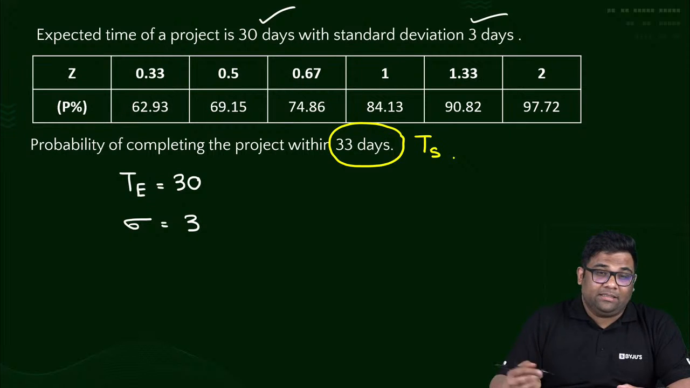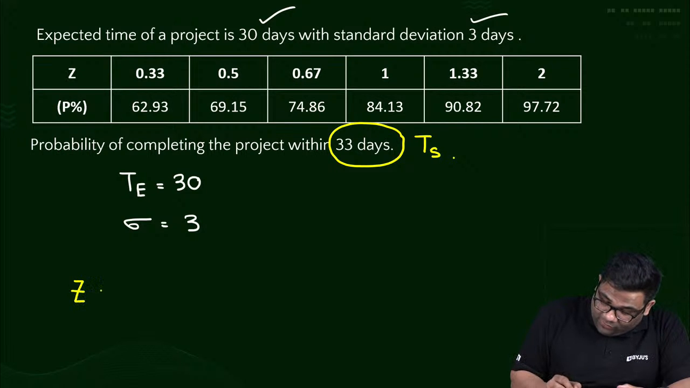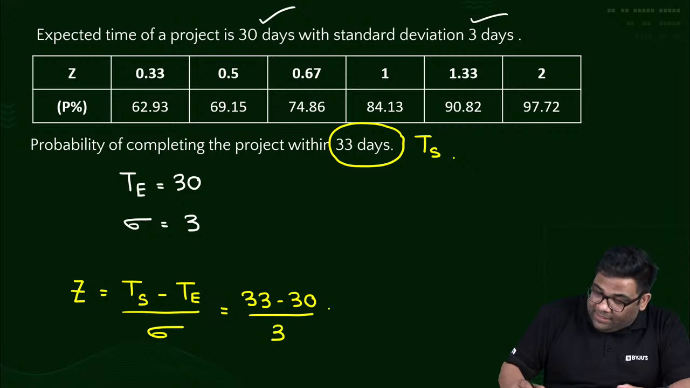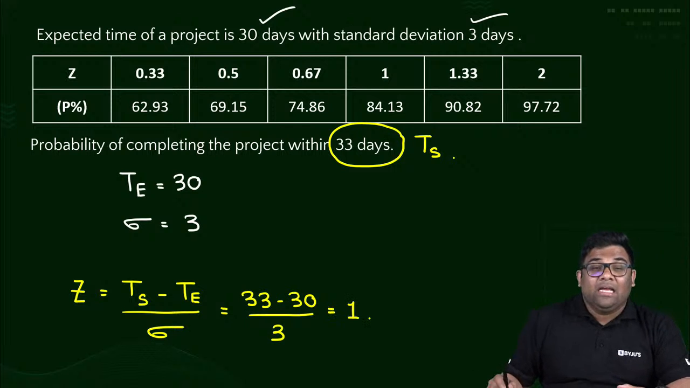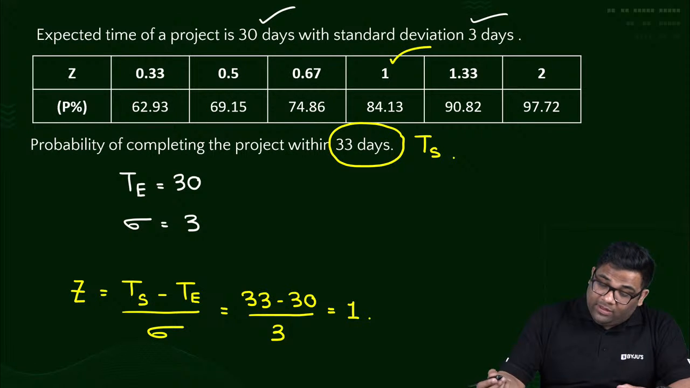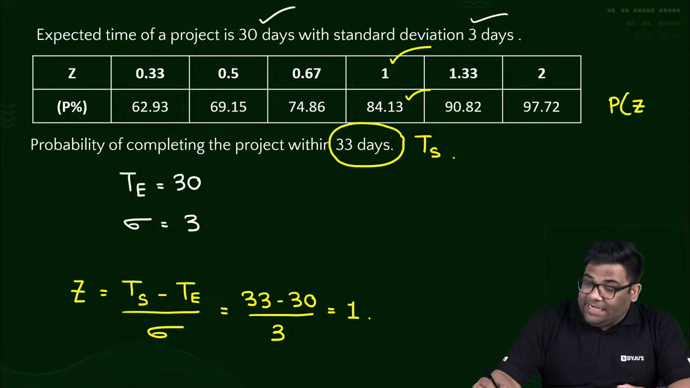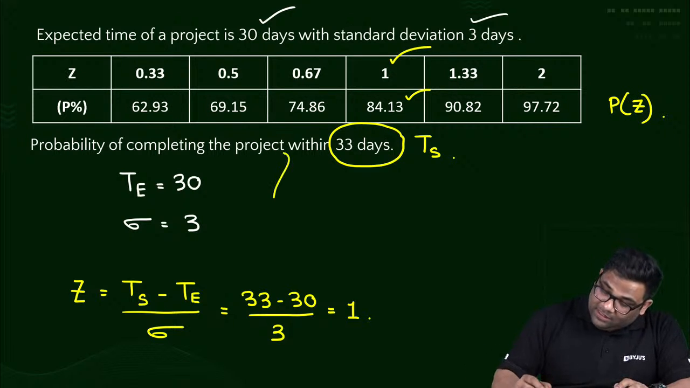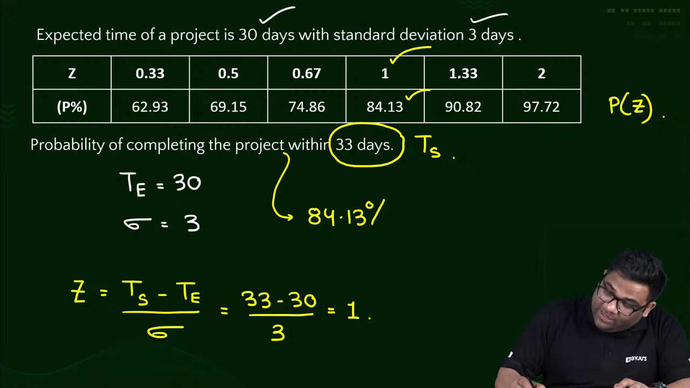Now you have to find Z. Z is TS minus TE by sigma. TS is 33, TE is 30, and sigma is 3. So Z is equal to 1. For Z equal to 1, what is the probability given in the table? It is 84.13. So the answer to this is 84.13%. Very easy, right?